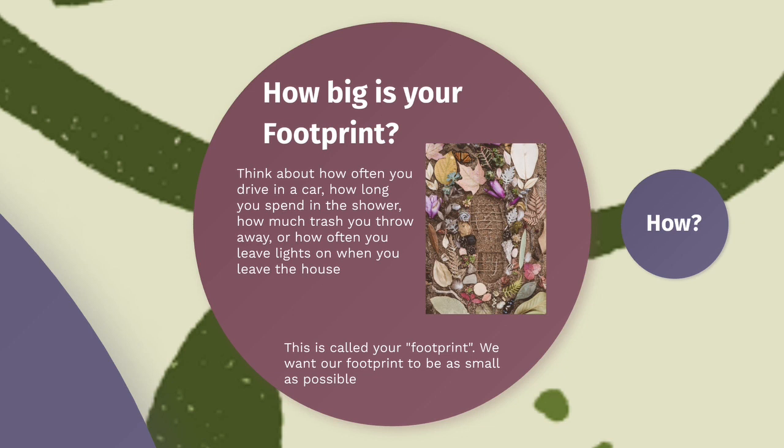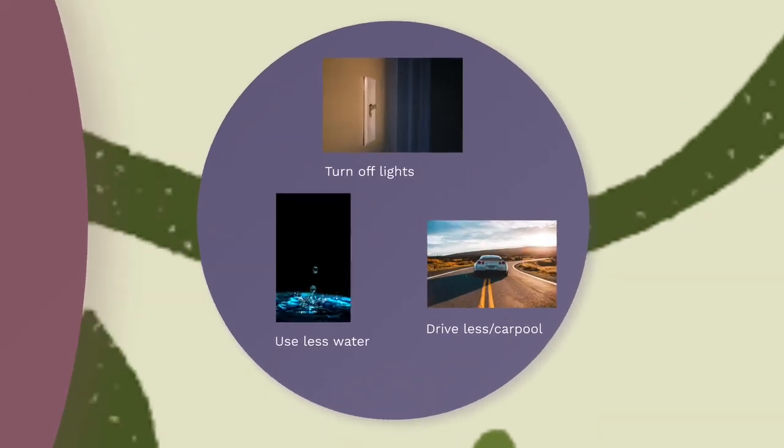All of these things make up what we call your footprint, which is how much of an impact you have on the environment. We want our footprint to be as small as possible. How can we reduce our footprint? Turning off lights, using less water, and driving less or carpooling when we go places.